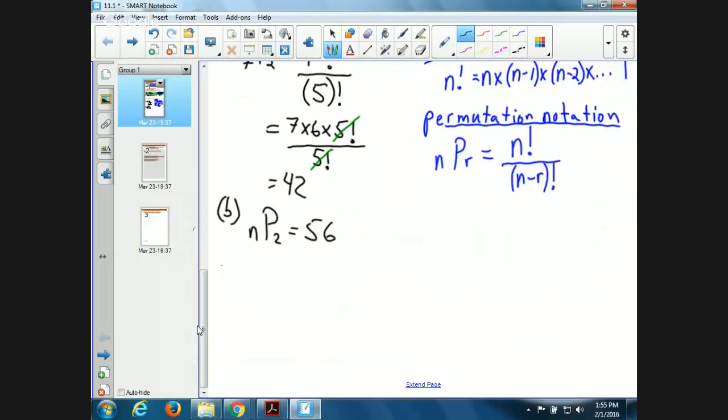Now, I know the answer is 56, but nP2, what does that mean as far as the formula? So I'll work directly below it. Well, n factorial over (n minus 2) factorial, the difference, factorial. That's equal to 56.